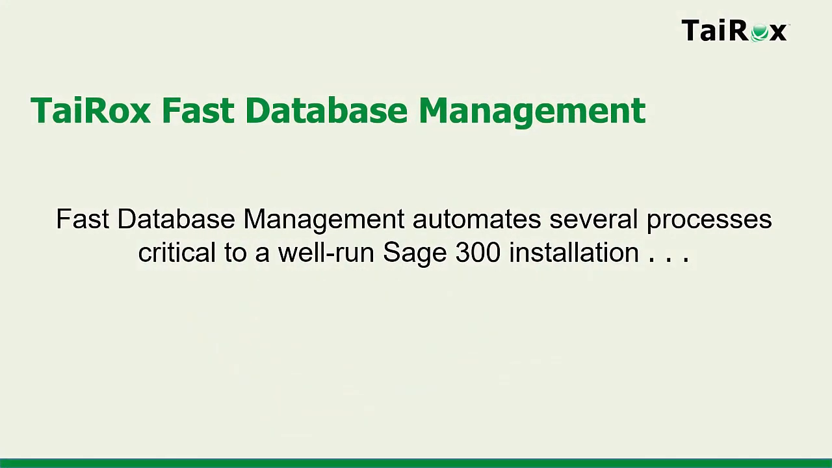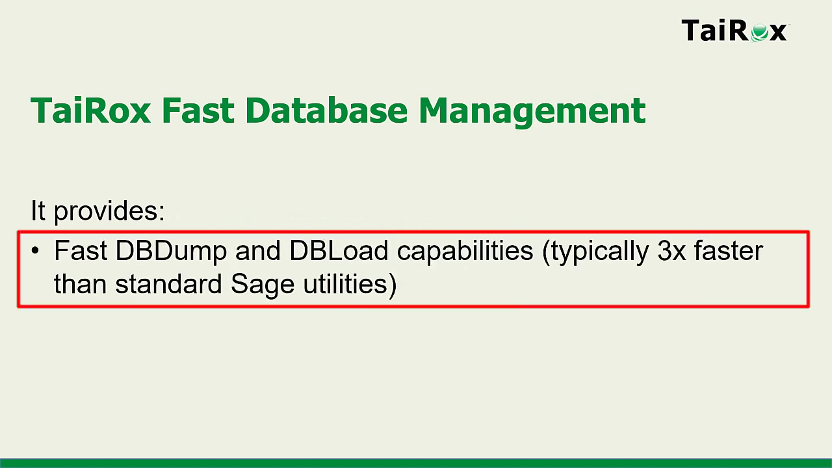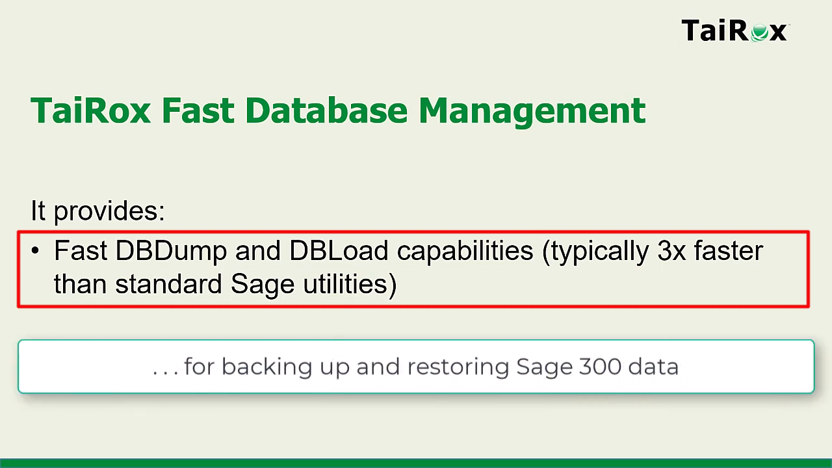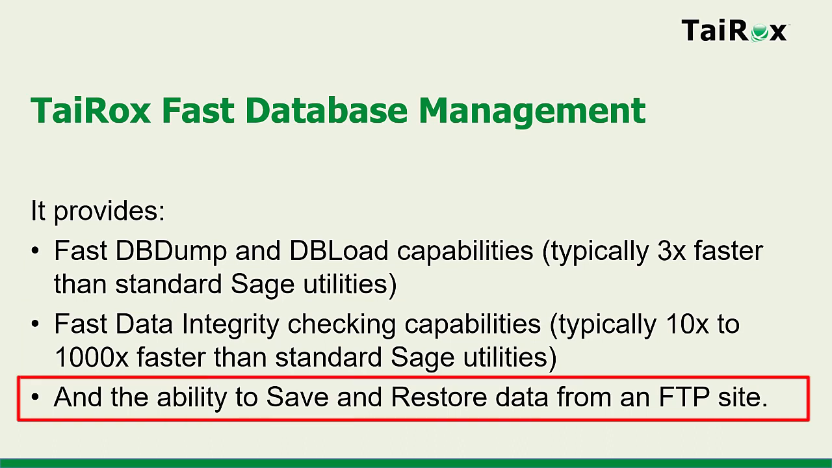Fast database management automates several processes critical to a well-run Sage 300 installation. It provides fast DBDump and DBLoad capabilities, typically 3 times faster than the standard Sage utilities, for backing up and restoring Sage 300 data. Fast data integrity checking capabilities, typically 10 times to 1,000 times faster than standard Sage utilities, and the ability to save and restore data from an FTP site.